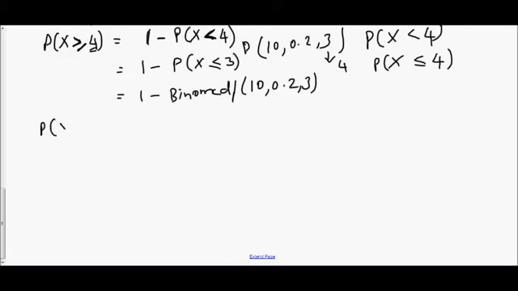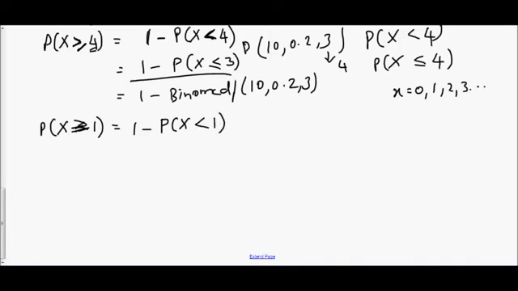What if you want x greater than or equal to 1? If it was not 4 but just 1, we know that x starts from 0, 1, 2, 3, right? We just gave this formula a little while back. This would be 1 minus p of x less than 1, not equal to 1. The value of x less than 1 would be just 0. So instead of less than or equal to 0, I need to put equal to 0, because there are no values less than 0 for this distribution.